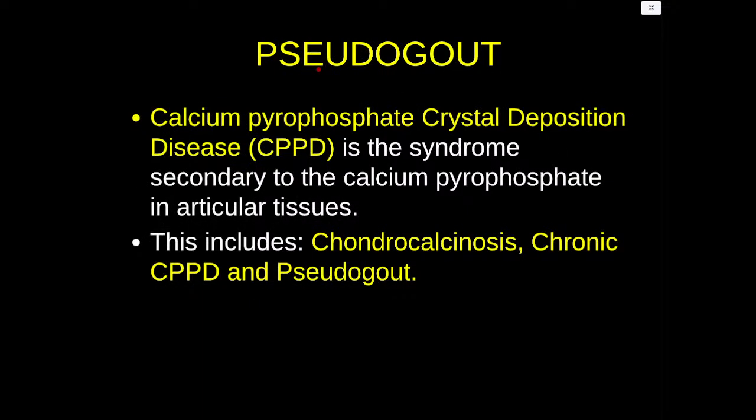Now some words about pseudogout. This is another type of crystal arthropathy, which is caused by calcium crystals, especially calcium pyrophosphate crystal deposition, called CPPD. This is a syndrome secondary to calcium pyrophosphate in articular tissues. This CPPD includes chondrocalcinosis, chronic CPPD, and pseudogout. So 3 types of diseases can be included in this calcium pyrophosphate crystal deposition.